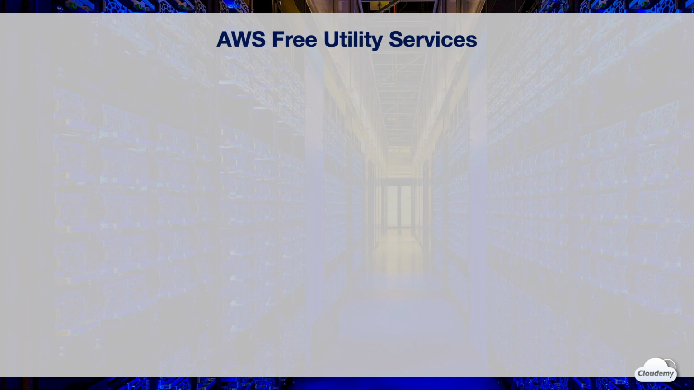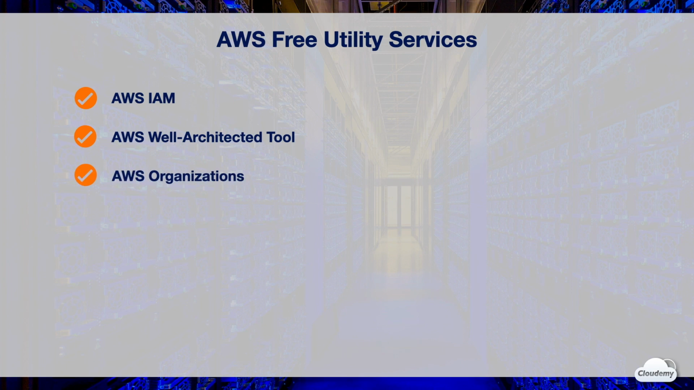AWS also offers free utility services. These services are either part of AWS infrastructure or utility tools to use with other AWS services. AWS Identity and Access Management, or IAM, is a free service that lets you create IAM users, groups, and roles, and manage and control access to other AWS resources and services. AWS Well-Architected Tool is a free service that allows you to review the state of your workloads and compares them to the latest AWS architectural best practices.